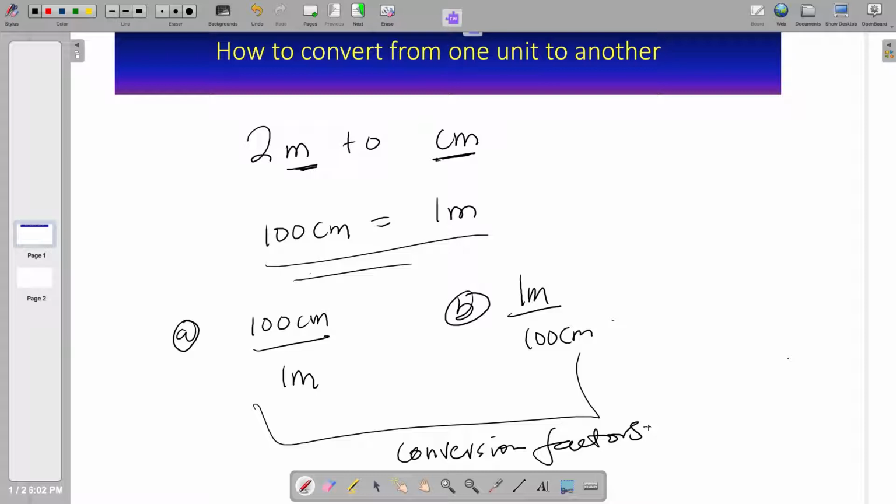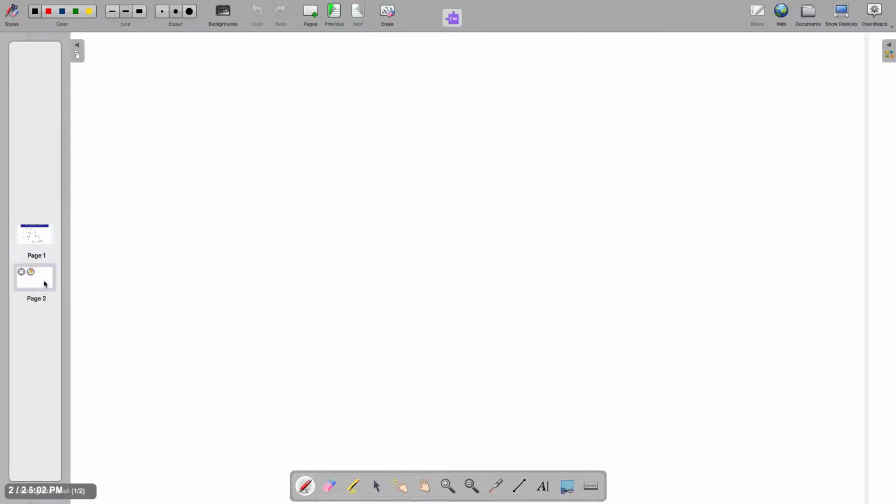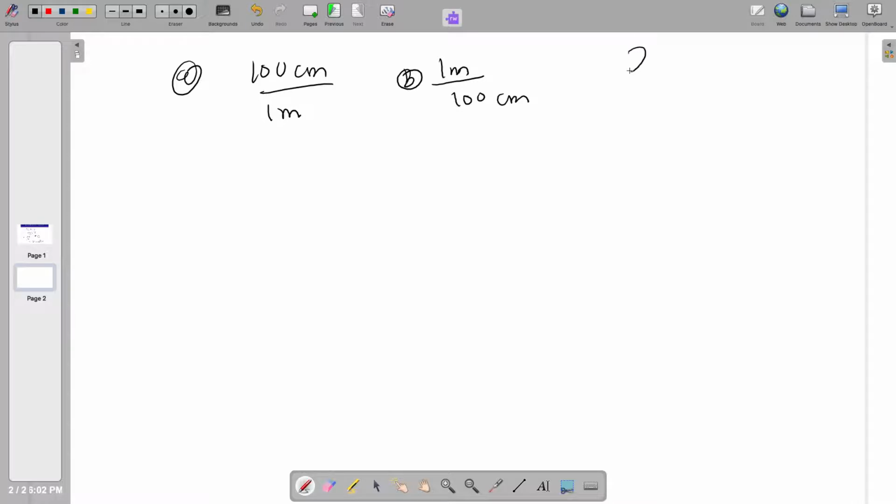So let's proceed to solve this problem. We want to convert 2 meters to centimeters, and we have our ratios. Ratio A is 100 centimeters over 1 meter, and the other one is 1 meter over 100 centimeters. This is ratio B. So our question is to convert 2 meters to centimeters.